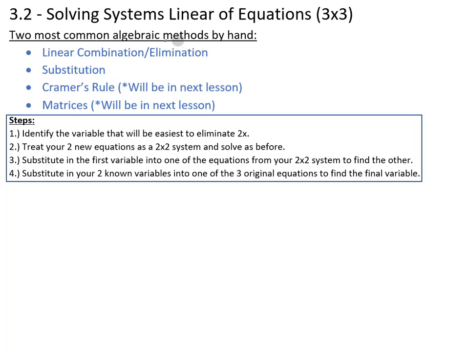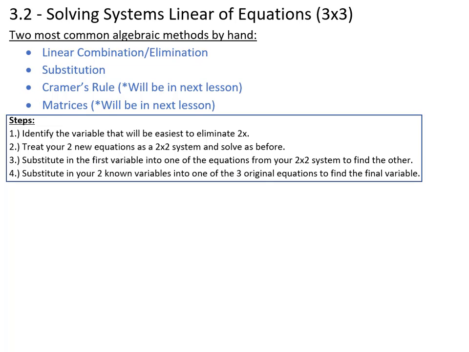The two most common algebraic methods when you do it by hand are linear combination or elimination, and substitution. Some people will use Cramer's rule on a 3x3. We will learn about that in the next lesson. Or matrices is probably the preferred one, which we will eventually learn. But here's essentially what we're doing when we do this by hand.